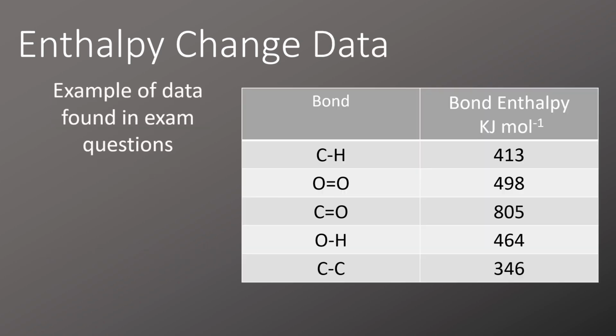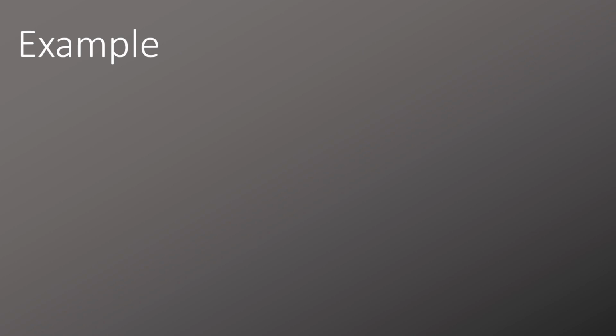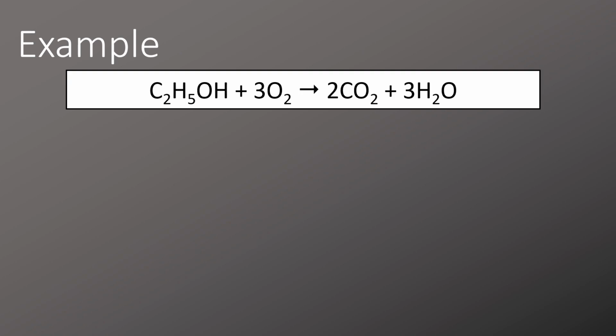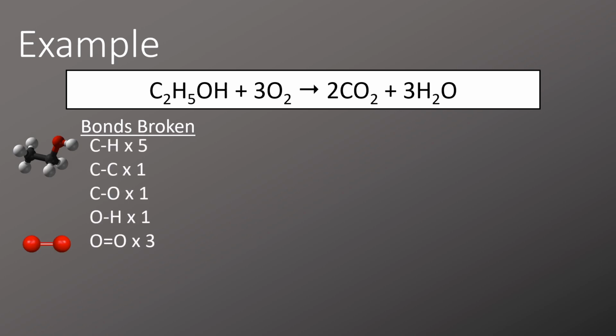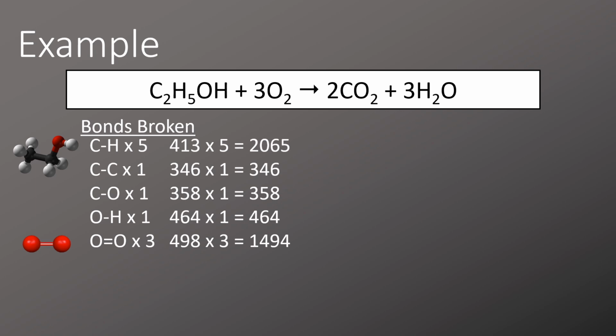This is an example of some of the data you might find in the exam question. You will always be given the data that you need to answer the question, so you don't need to remember it. So let's look at a simple example of burning ethanol in oxygen. We'll work out the bonds broken first. To do this, I like to draw out the molecules and work out all the bonds that we're going to break in the process. I then look through the exam question and find the data to go with those values and work out a total bonds broken.